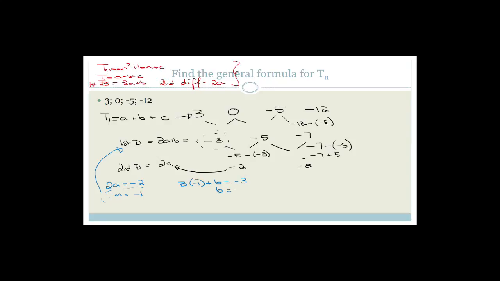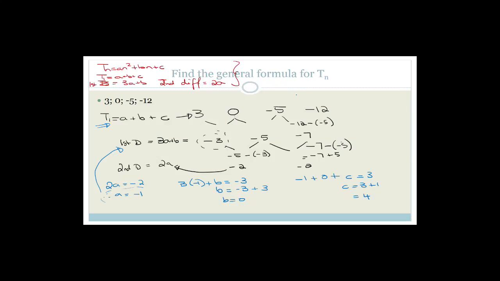Therefore, do you agree that b is equal to minus 3 plus 3, because minus times plus is a minus, and we take it across becomes a plus. So b equals 0. And now we can substitute both of those into this equation here. So we get a, which is minus 1, plus b, which is 0, plus c is equal to 3. So therefore, c is equal to 3 plus 1, which is 4.